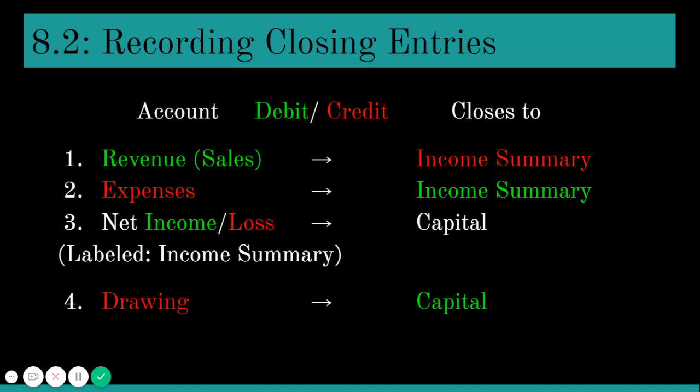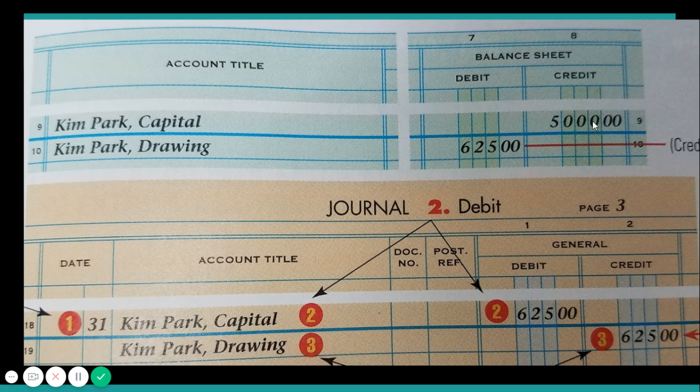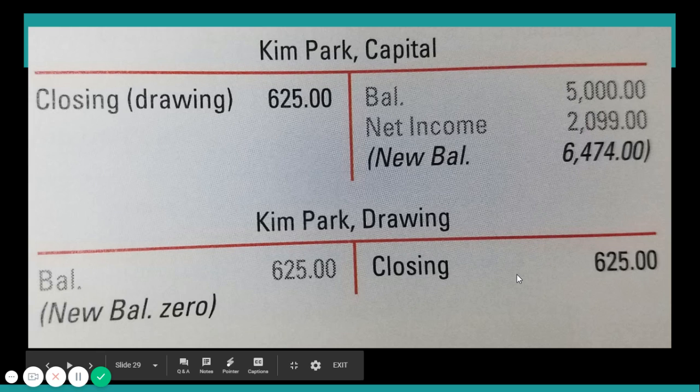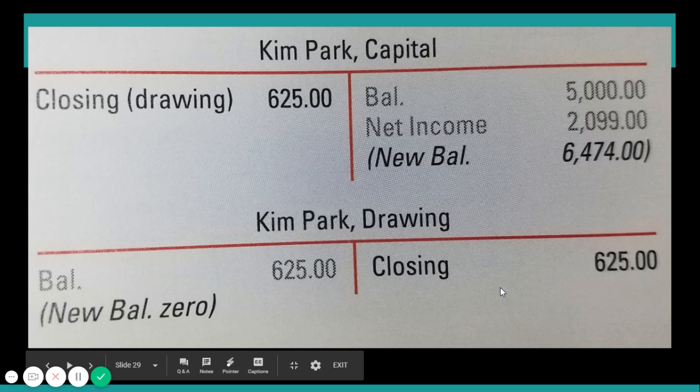Next, we do step 4, so drawing will be closed out to capital. We take our drawing amount here of $625, we bring it down on the credit side and put it on the debit side for our capital. So on the T account here, we're closing out our drawings. We just label it closing for drawings, we know where it's coming from, and then we get our remaining balance. Our drawing account's normal balance is on debit. We're closing it out on the credit side, and we get a remaining balance of 0.